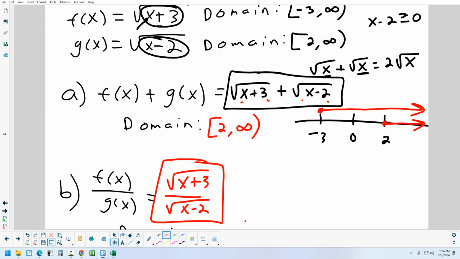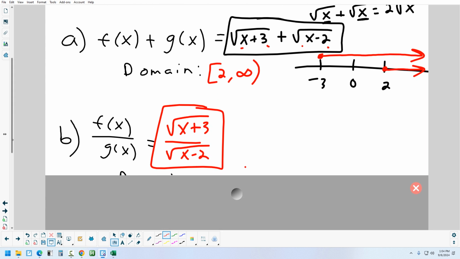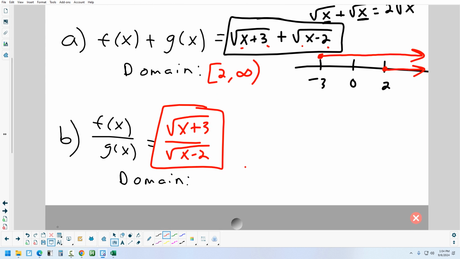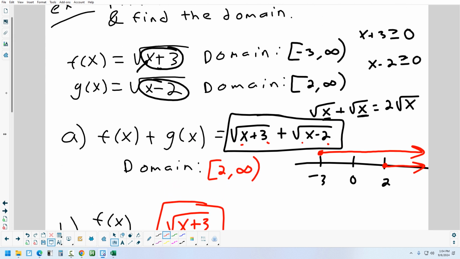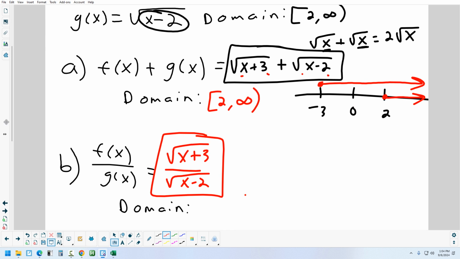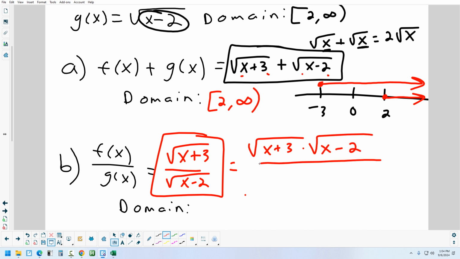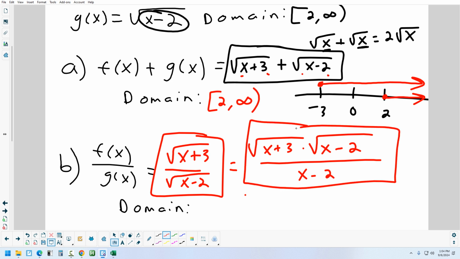Now I want to know the domain. Now, just be careful. Don't we have to fix it so the square root isn't in the bottom? Yeah, we could fix that. So multiply by the square root of x minus 2 on the top, and multiply by the square root of x minus 2 on the bottom. Yeah, technically that is the proper way to leave it.